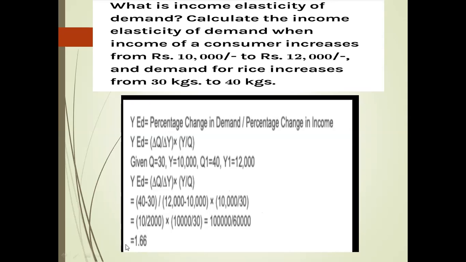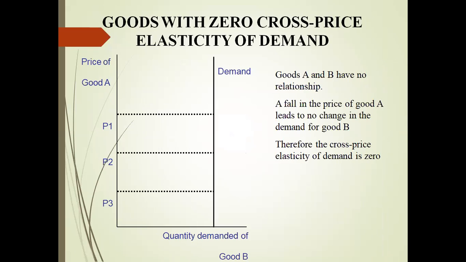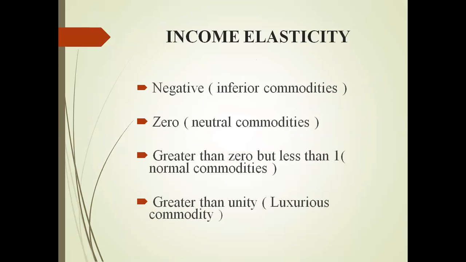Now you got the income elasticity of demand. Now how to interpret it? What is the meaning of this? When we were learning income elasticity, let me go to that slide. There we learned something: when the income elasticity is negative, it means the commodity is inferior.